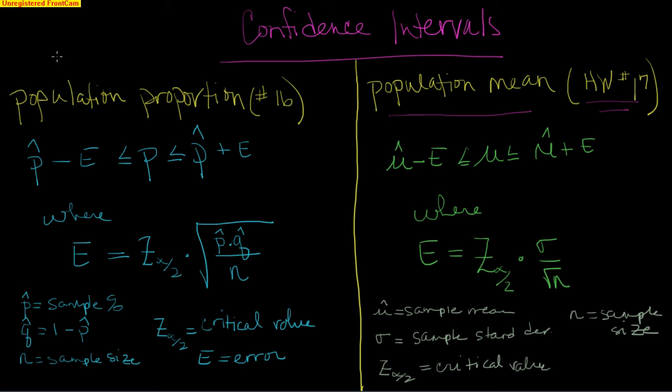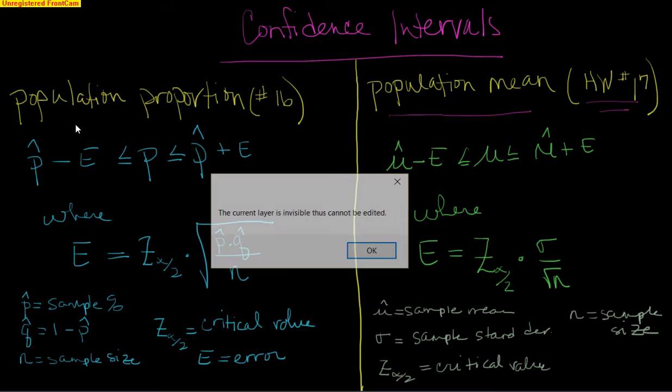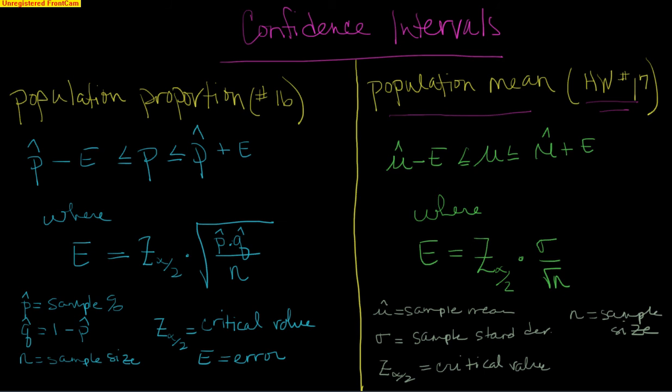In the previous slides, this was the formula we had: the true population proportion, the percentage, was lying between the percentage of your sample plus the error and the percentage of your sample minus the error. And then we had a formula for that error. If you look over here at population mean, which is what we're going to be doing now, it's very similar, except now we're trying to find the true mean rather than a true percentage. And that's really the only difference.